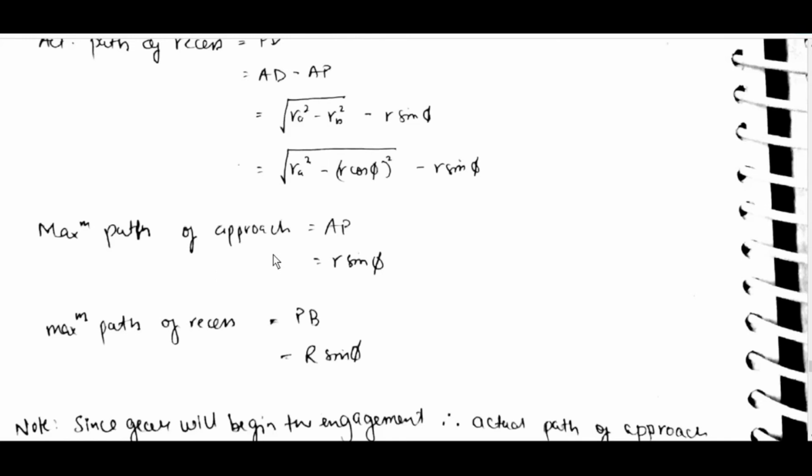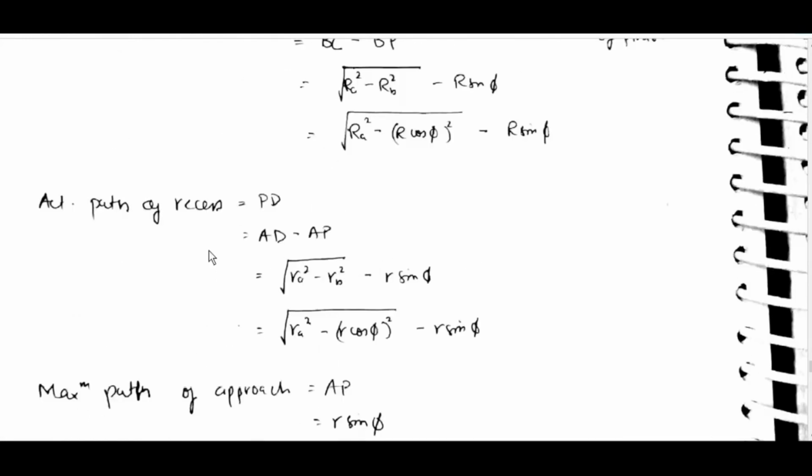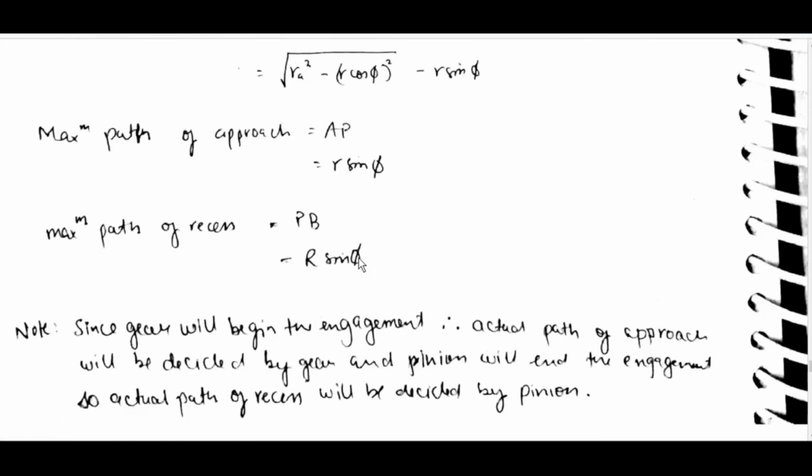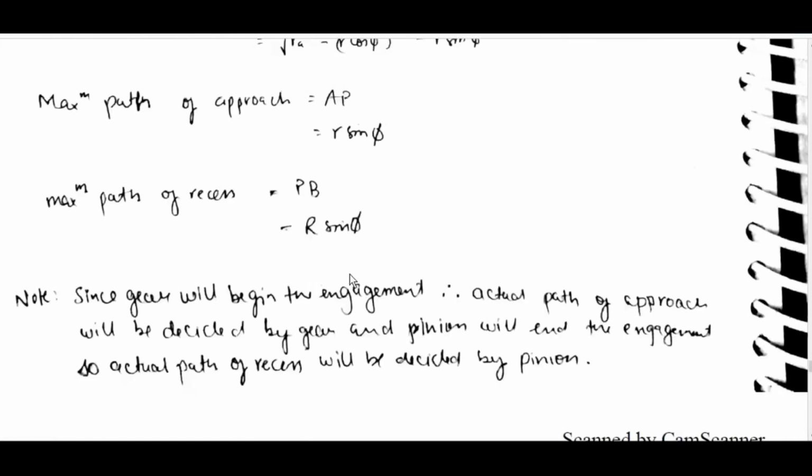Path of approach is equal to AP, which is equal to small r sin phi. Maximum path of approach is equal to small r sin phi. Here capital R, here small r. Maximum path of recess is equal to PB, which is equal to capital R sin phi.